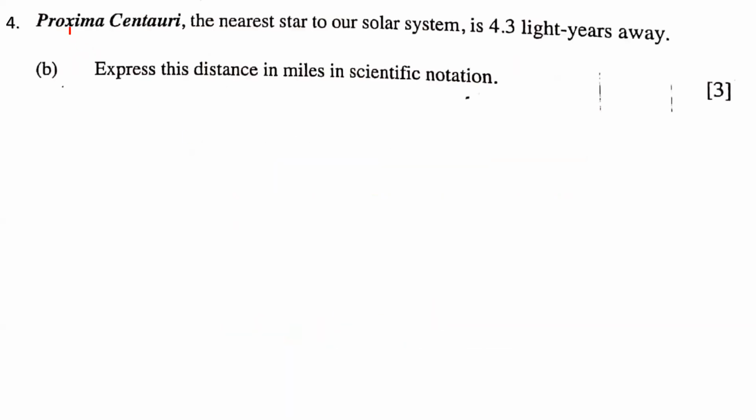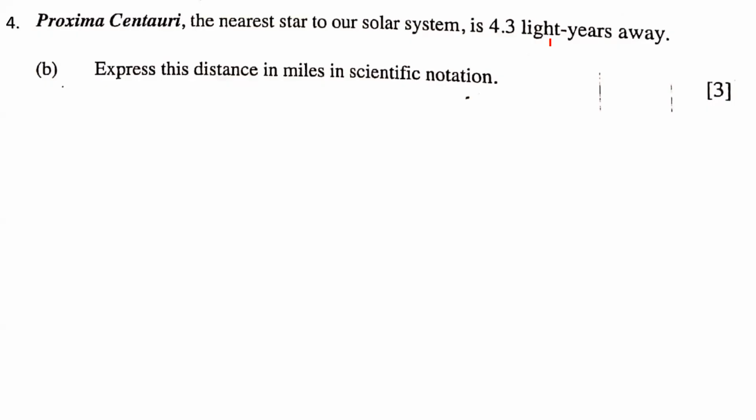Now it says Proxima Centauri, the nearest star to our solar system, is 4.3 light years away. Express this distance in scientific notation. So it's 4.3 light years away. That's 1 light year, you haven't finished yet. Then another light year, you haven't reached there yet. Then another light year, that's 3 light years. And another light year, that's 4 light years, plus 0.3. So 4.3 light years away.